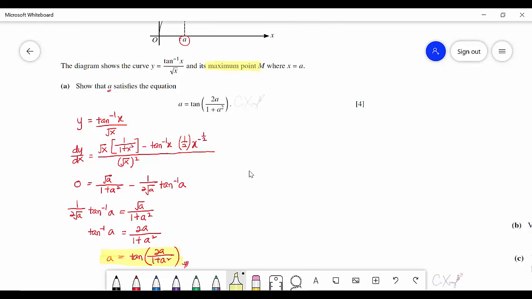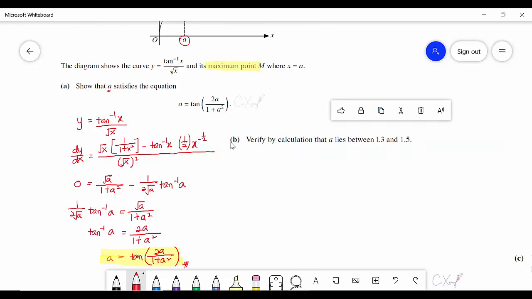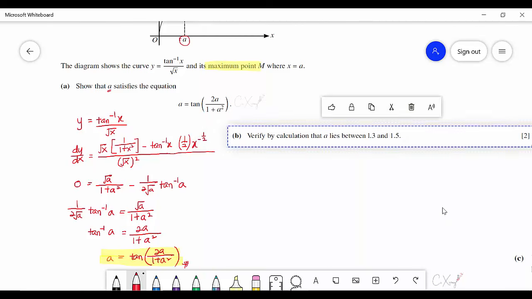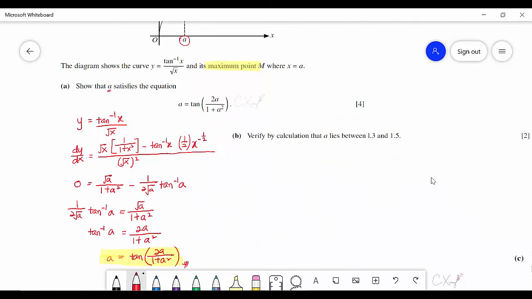All right. Okay, so this is what we have for part A. Then let us continue with part B. For part B, they want you to verify that A lies between 1.3 and 1.5. For this kind of question, generally they want you to show the sign change method.